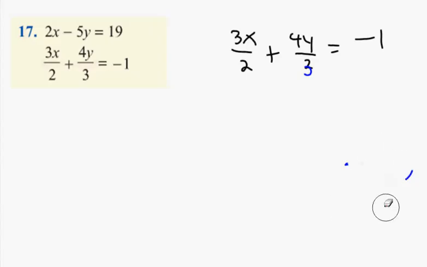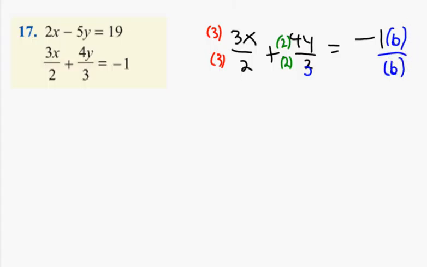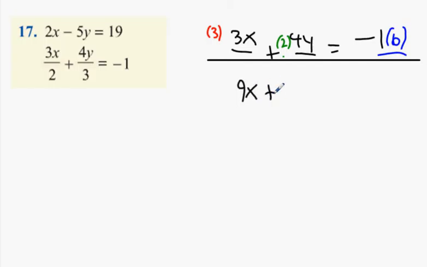Now, what do we do then top and bottom to the first one? 3 top and bottom. After that, 2 top and bottom. After that, 6 top and bottom. Now, what happens to the bottoms? Why? They're all the same, aren't they? Now, 3 times 3x, 9x. 2 times 4y equals minus 6. Now, you have a regular simultaneous equation now, don't you?